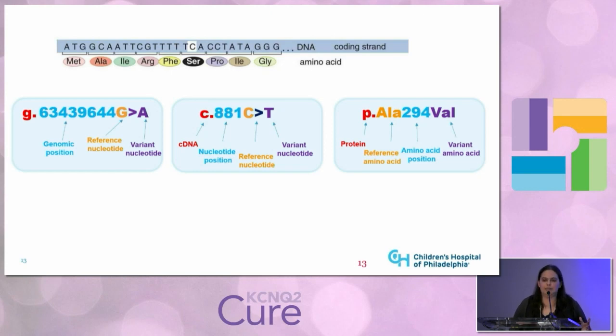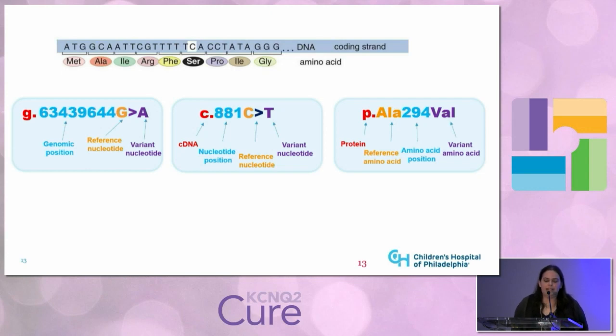And then there is what's called a reference nucleotide, which is the letter that is typically in that place. And then the greater than symbol means "is changed to," and then what we call the variant nucleotide. So we would read this as saying there's supposed to be a G there, this was substituted for an A.